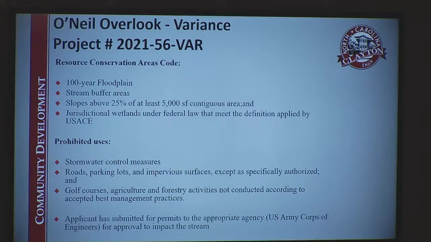So any type of road, if it's going to be something that's related to access, if they get the proper permits, and that's outside of the town's jurisdiction, we don't have the jurisdiction over the streams, any impacts to the stream, that's other agencies, those have been able to move forward through that resource conservation area. Additionally, golf courses, ag, or forestry activities that are not conducted according to the accepted best management practices. So that's currently from the code, 155.500 if I recall off the top of my head here.